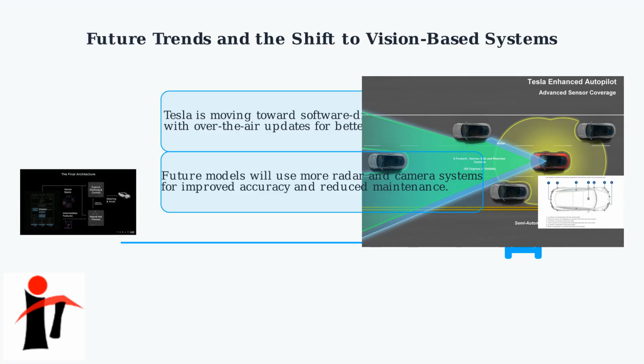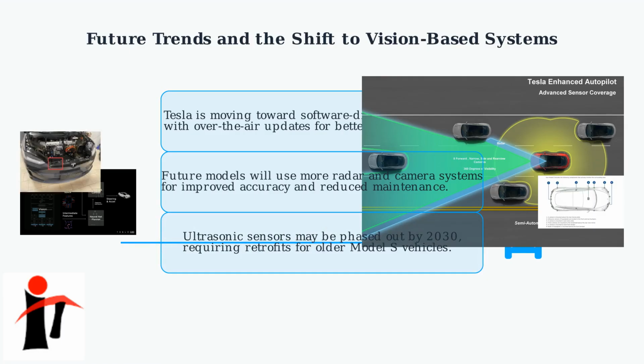This transition aims to improve accuracy and reduce maintenance needs, as cameras and radar are less susceptible to environmental factors like dirt or weather. By 2030, experts predict full integration with Tesla's vision-only autopilot, potentially phasing out ultrasonic sensors entirely in new vehicles. However, legacy Model S owners might need retrofits to benefit from these advancements, ensuring their vehicles remain compatible with future Tesla features.